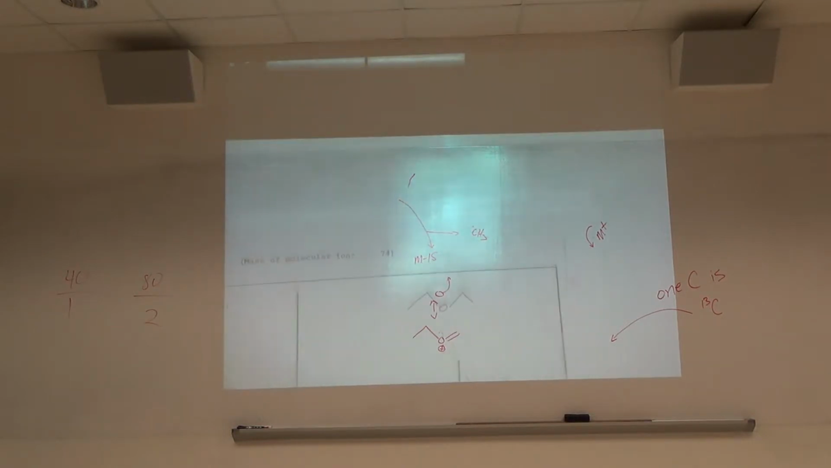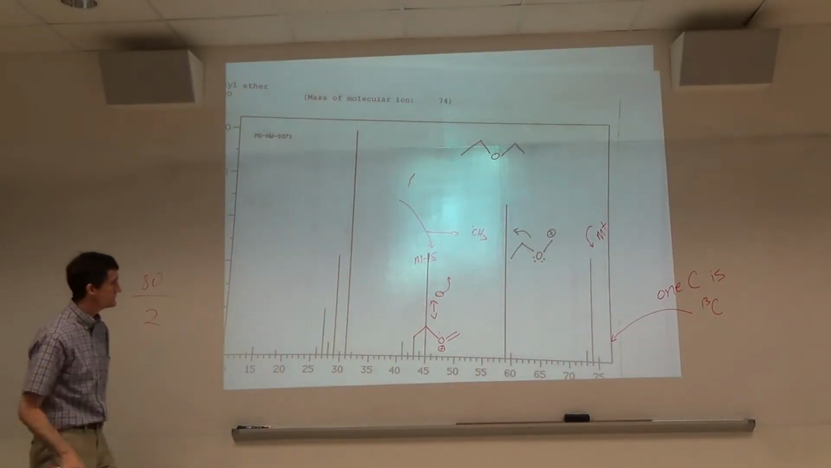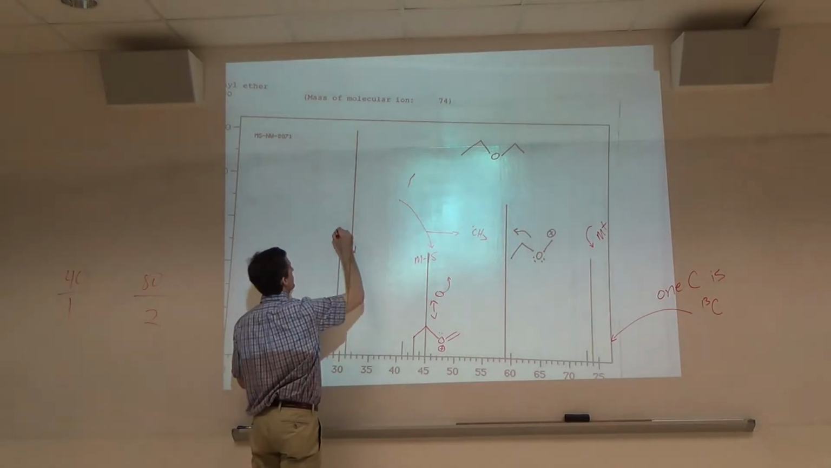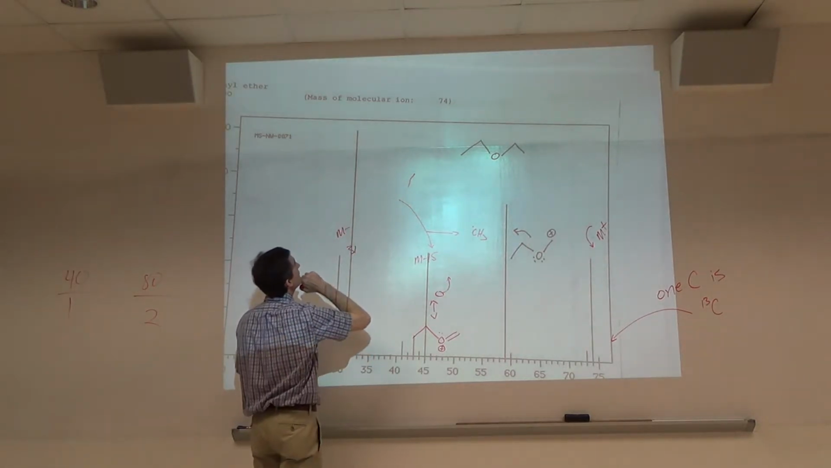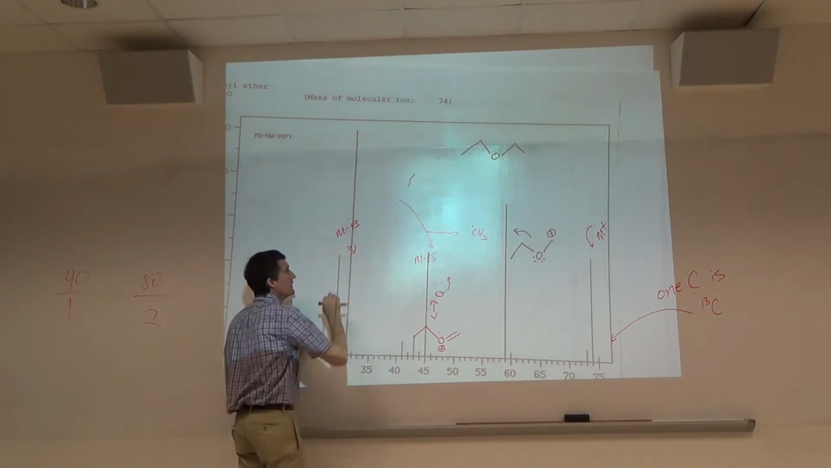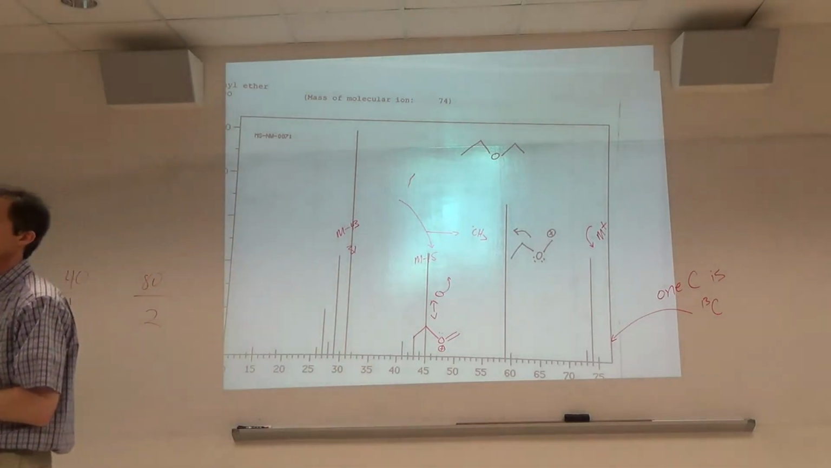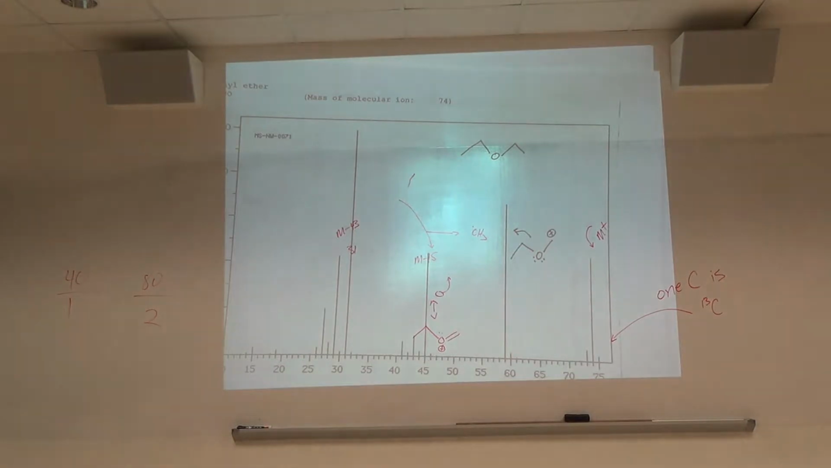Interestingly, the predicted cleavage is not even the base peak. The base peak is actually 31, which is M minus what? M minus 43? 31, I'm not sure what 31 is. Maybe you can think about it, but that's a little bit odd. The base peak is not something that we could predict.